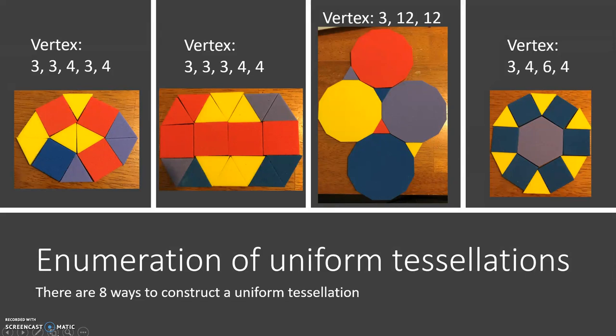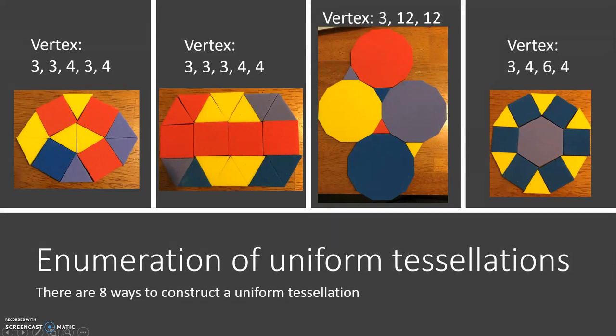The next one is really interesting. We have what we call the 3, 12, 12. We've got the dodecagon and the triangle. And if you notice, the reason we don't call it a 3, 12, 3, 12 is that those triangles don't actually meet to form a vertex. The vertex is actually formed by the 2 dodecagons and the top of the triangle, or one of the sides of the triangle. So we actually name that a 3, 12, 12.